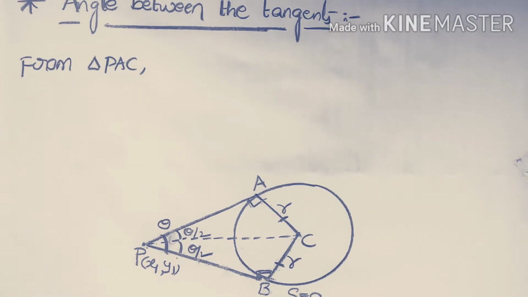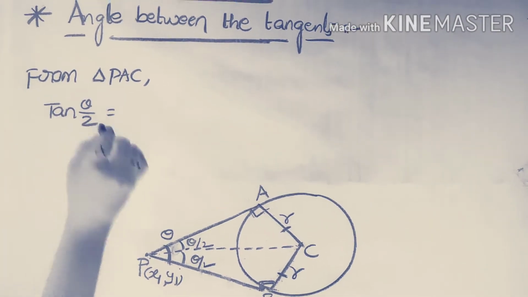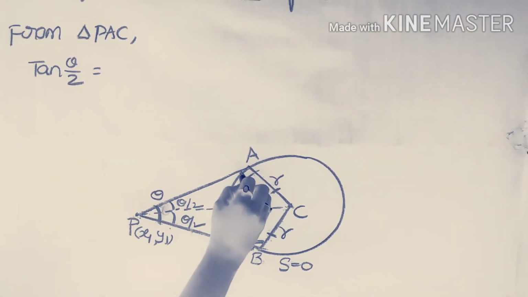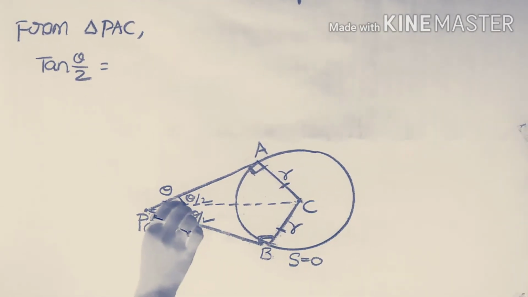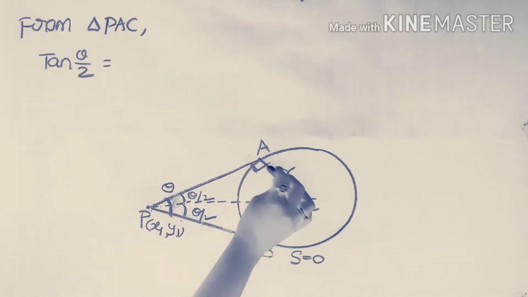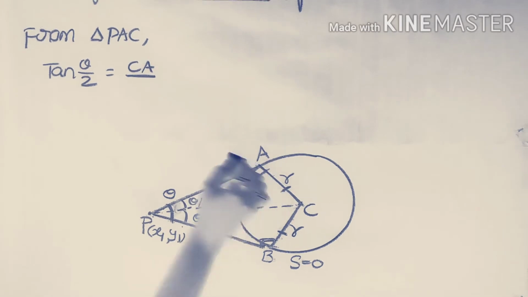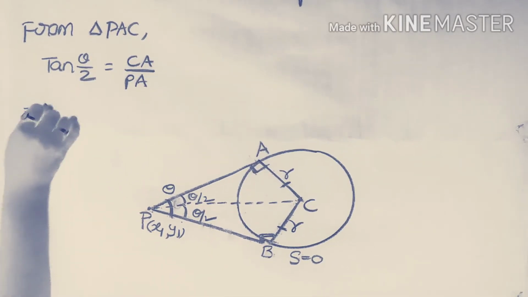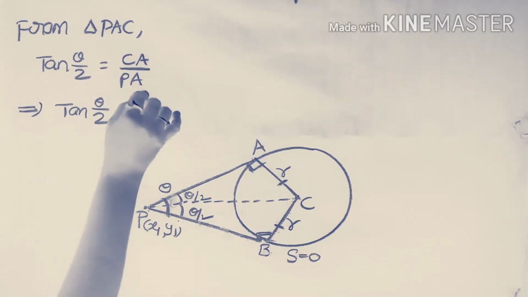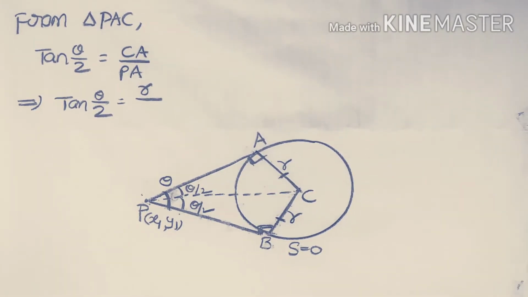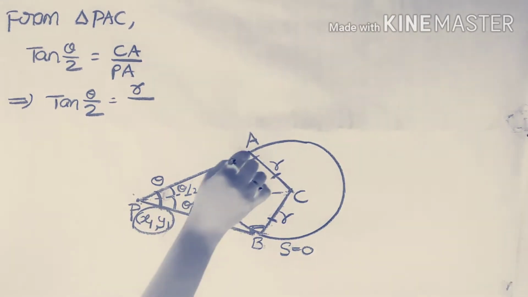Now we consider the triangle PAC and take the value of tan theta by 2. Tan theta by 2 is equal to, this is a right angle triangle. This angle is equal to 90 degrees. So PC is the hypotenuse. Now tan theta by 2 is equal to opposite by adjacent. That is opposite value CA by adjacent value PA. CA is nothing but the radius, and PA is the length of the tangent, which is drawn from (x1, y1) to the circle.